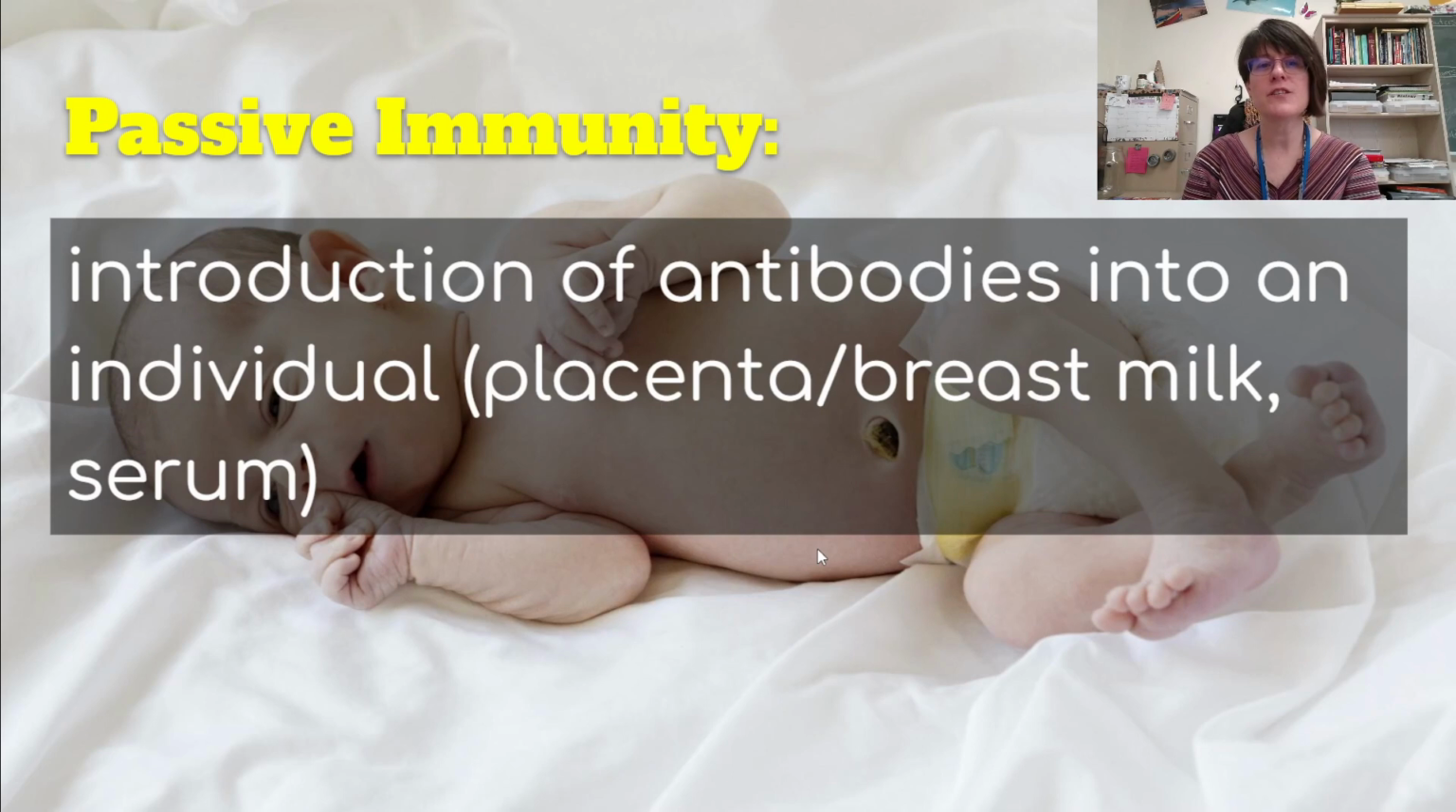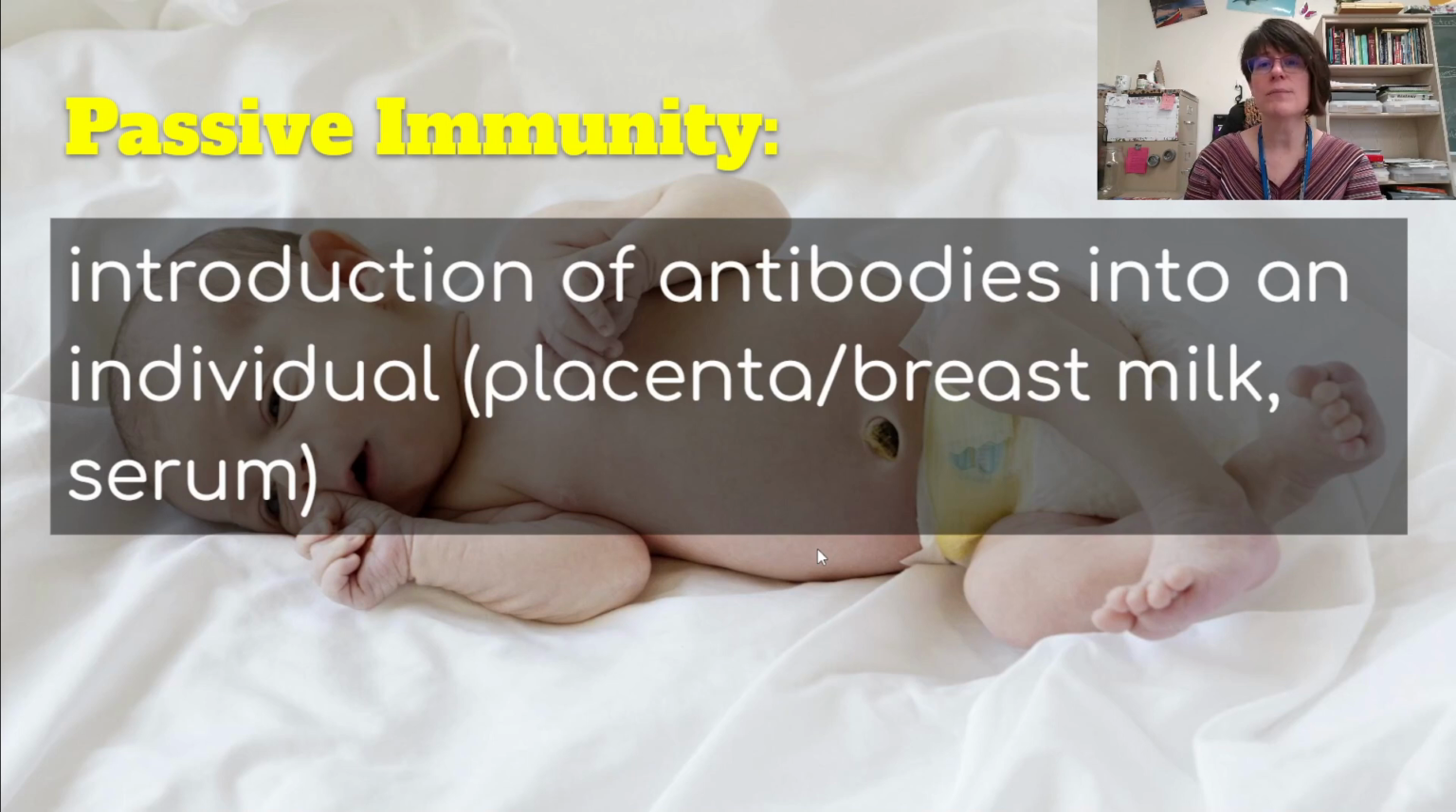Passive immunity is the introduction of antibodies into an individual. They have not produced their own antibodies. This is done through the placenta and breast milk for a child, an unborn child and the child just after birth. This is why breast milk, if a mother can breastfeed, is very beneficial to the child, because they are getting extra immunity from that milk.